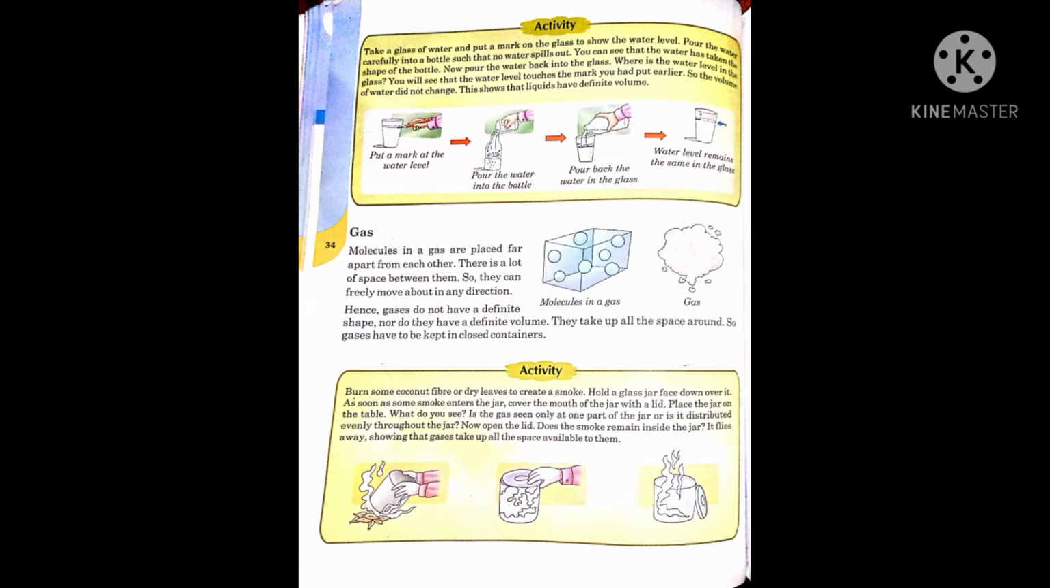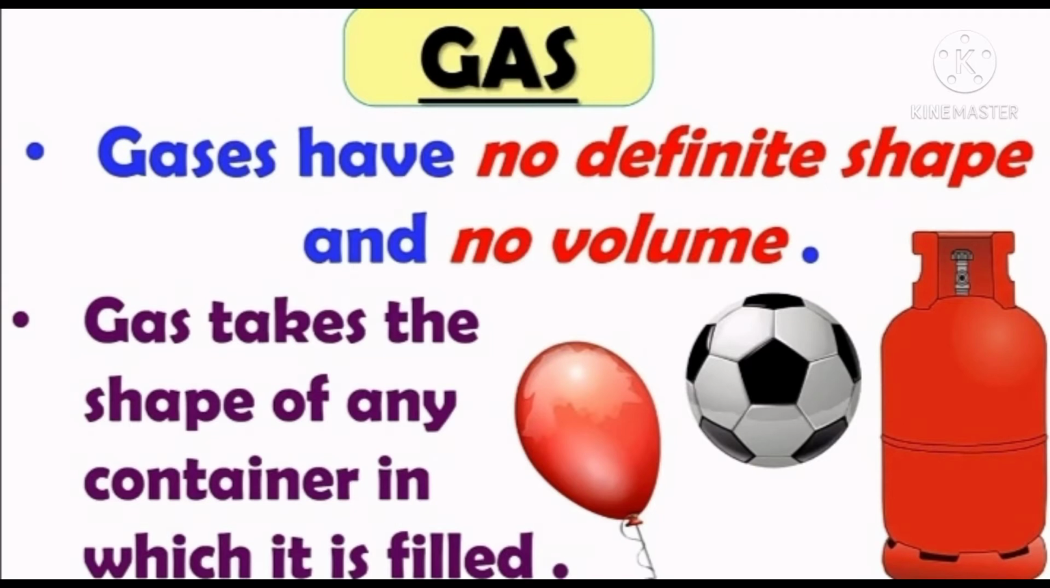Do you know that air is the gaseous state of matter? So gases have no definite shape and no definite volume. It means a gas has no shape, no size of its own. Gas takes the shape of any container in which it is filled.